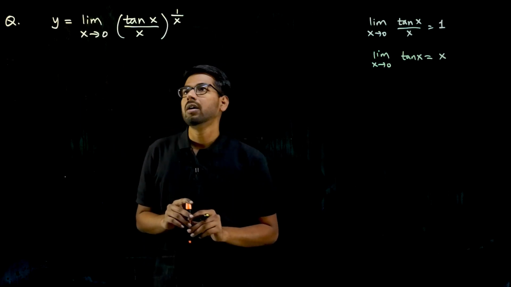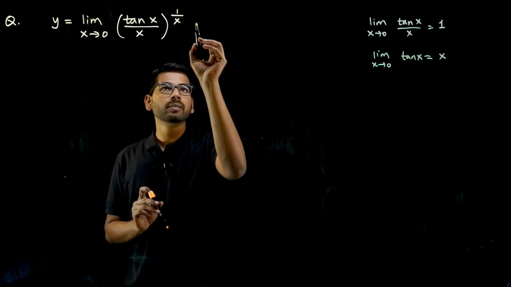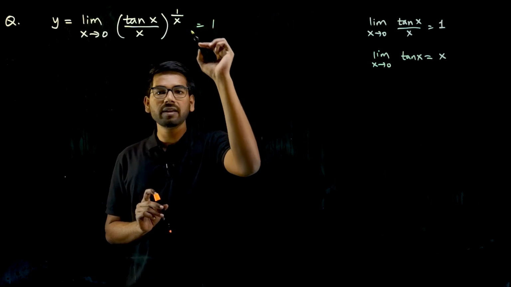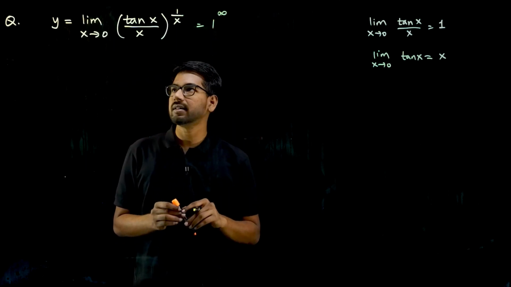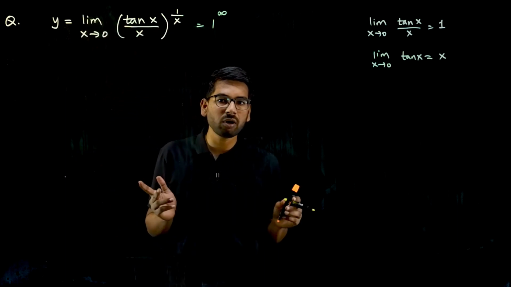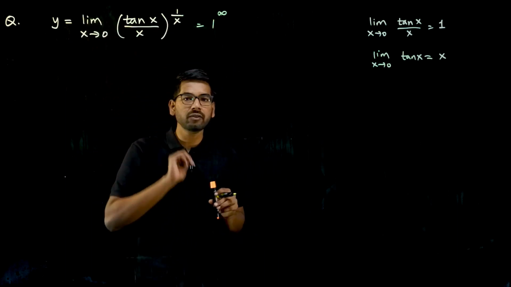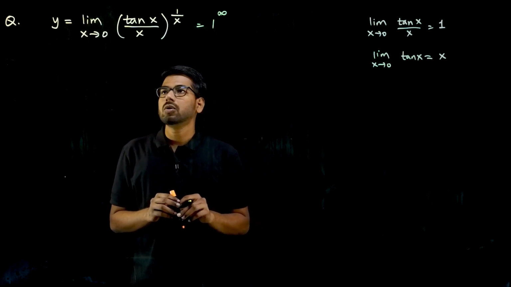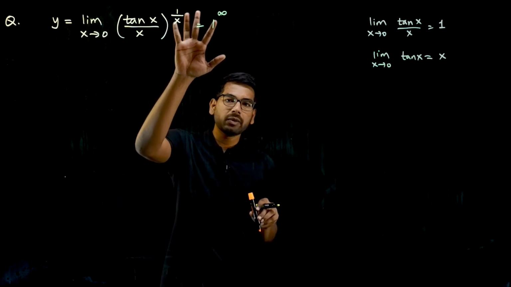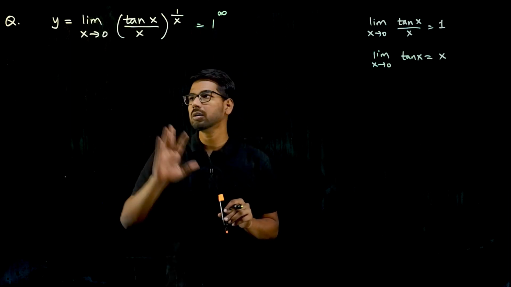So tan x by x is 1 and the power is 1 by x. If you substitute x equal to 0 here, 1 by 0 is infinity. So this evaluates to 1 power infinity, which is not accepted because it's an indeterminate form. We don't know what the value of 1 power infinity is. So when you have 1 power infinity, you have to take log on both sides.